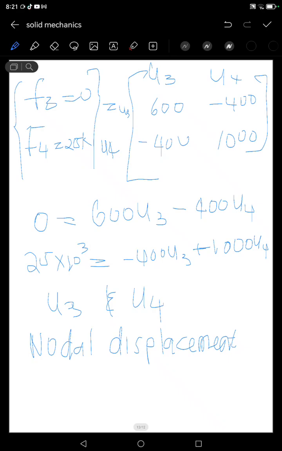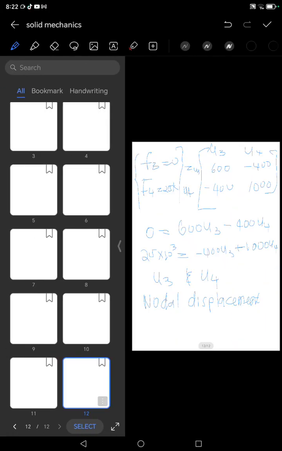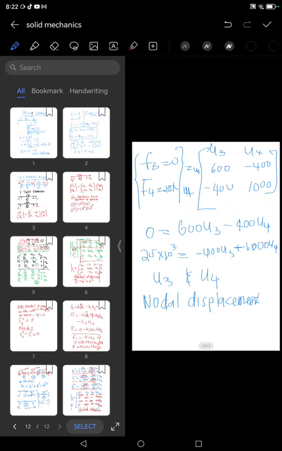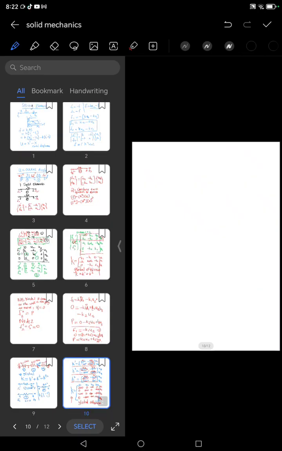And then number C, they say you have to determine the reaction forces at node 1 and node 2. Up here we're going to use simultaneous equation to get U3 and U4. And then the third question, they say we have to determine the reaction forces at node 1 and node 2. So what you're going to do, you're just going to take the first element. Where is it? Oh, it's here.